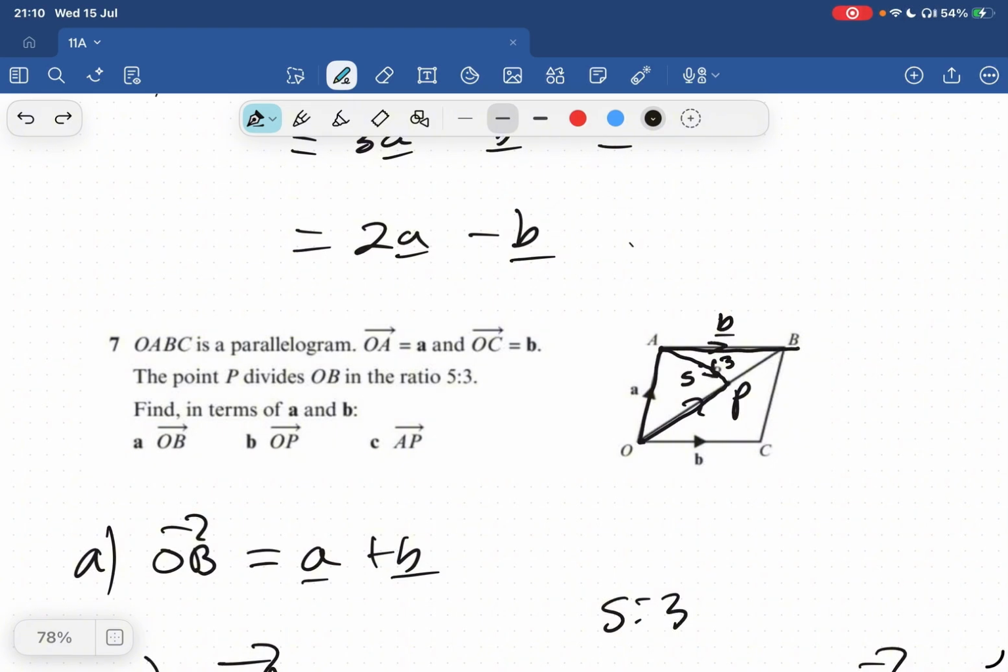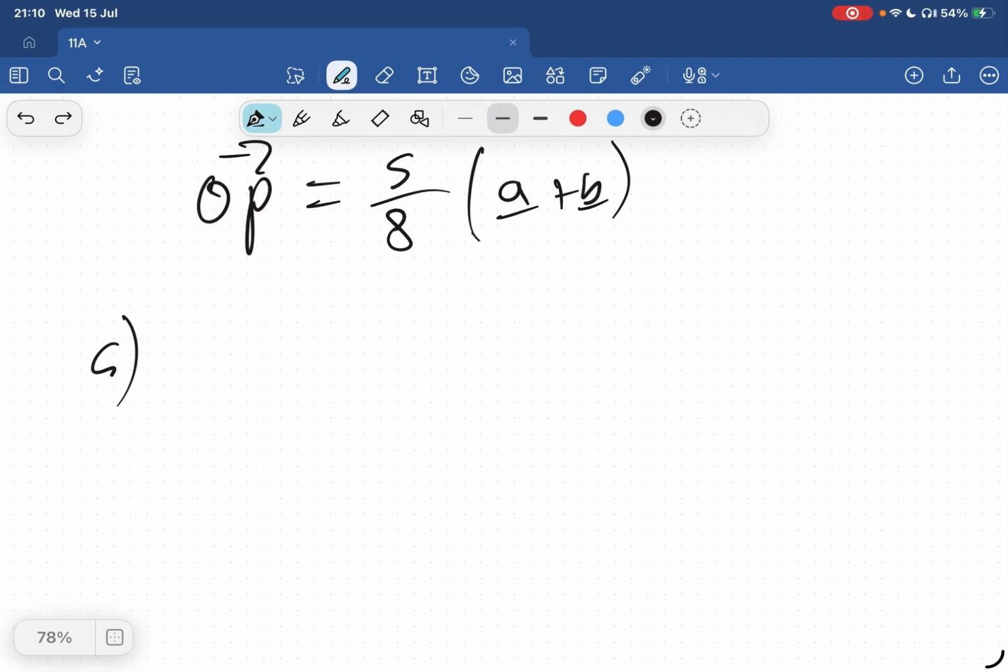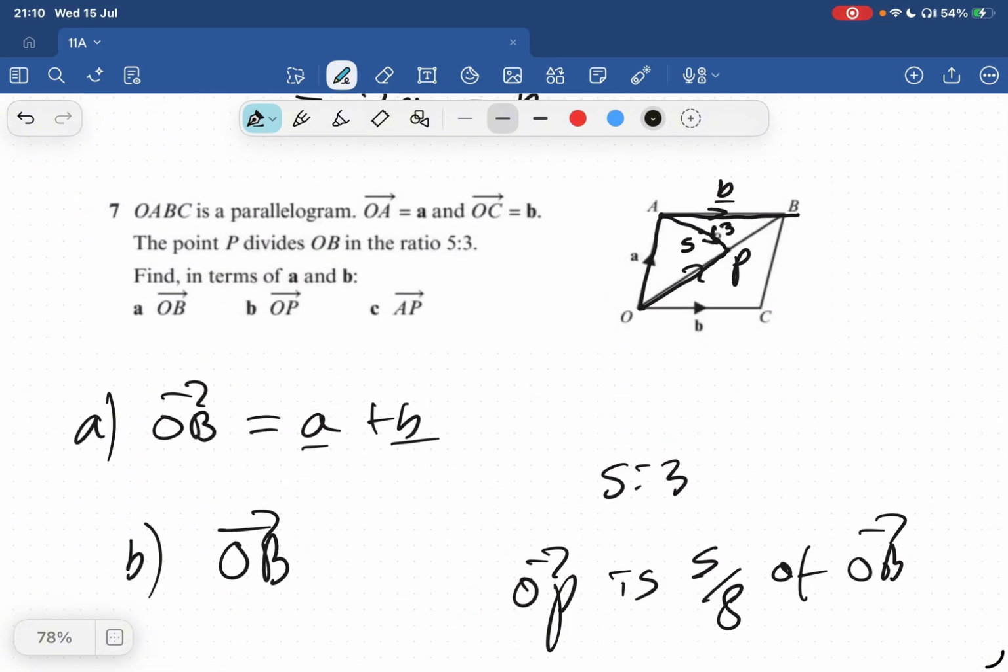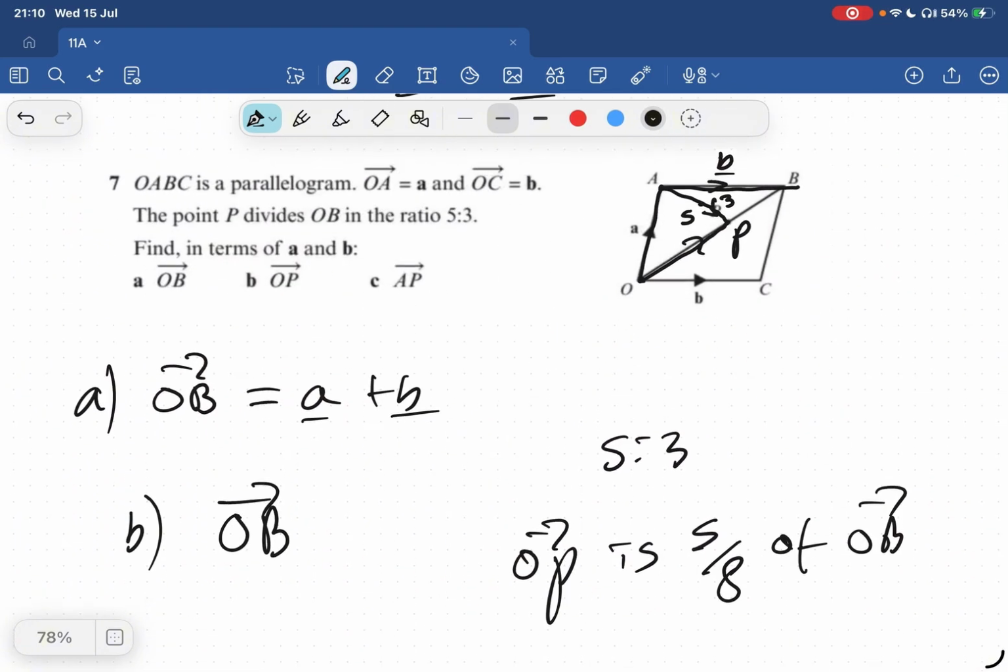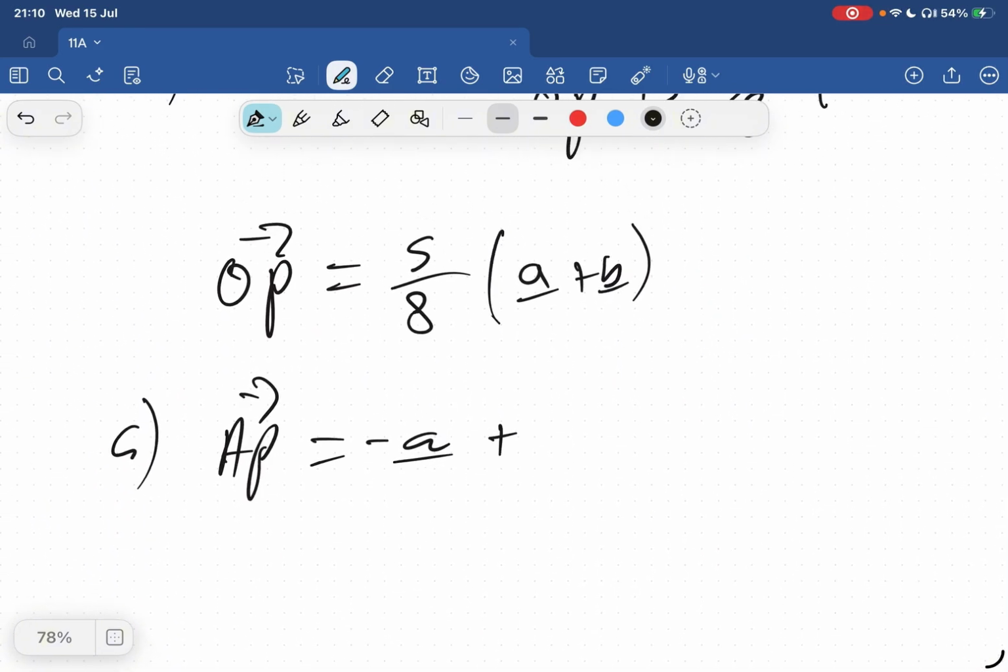We need to find AP. AP is going to be AO, which is negative A, going against the flow, if you like. AP is negative A, and then plus OP. And we got OP to be 5/8 of A plus B.